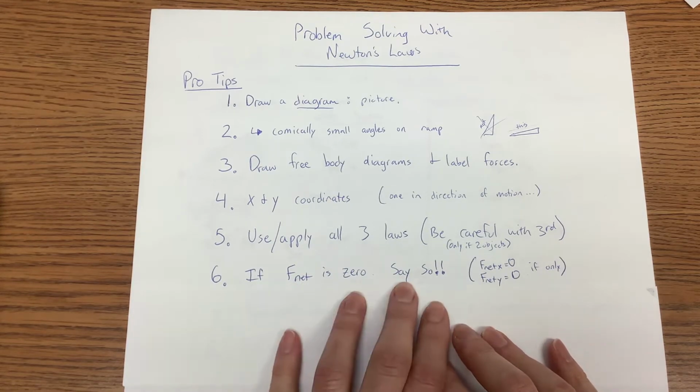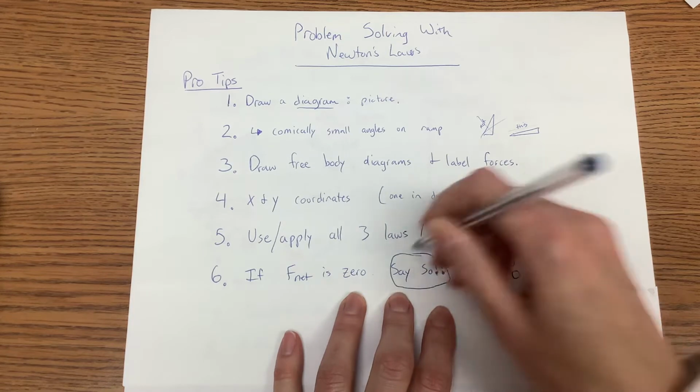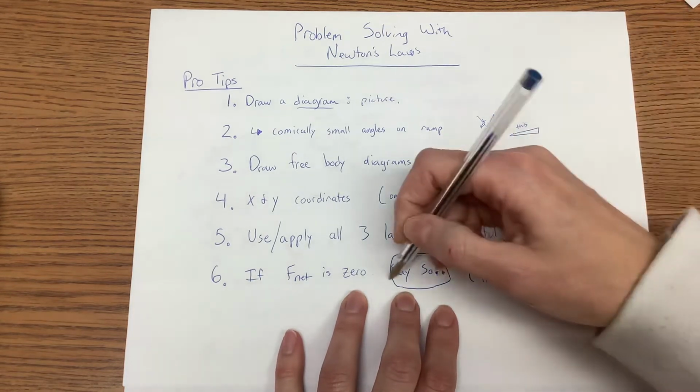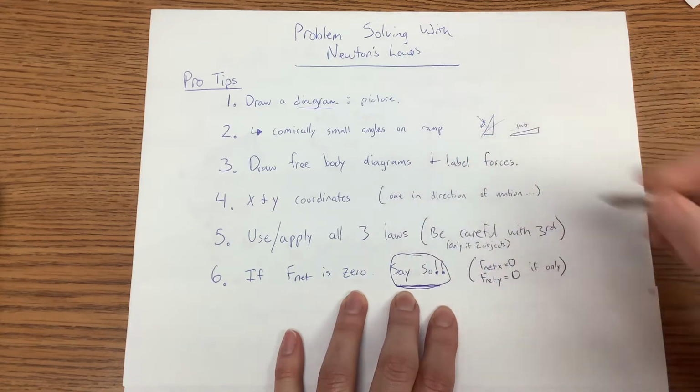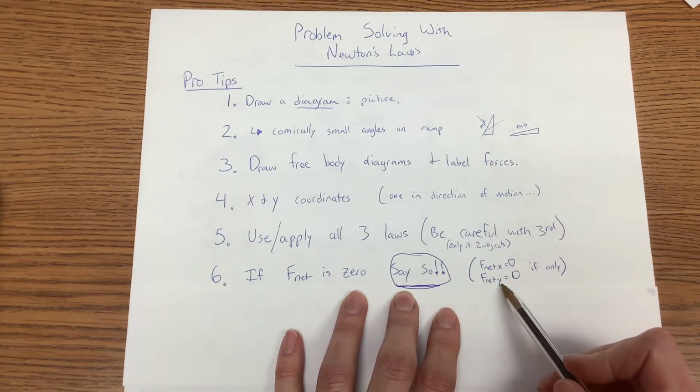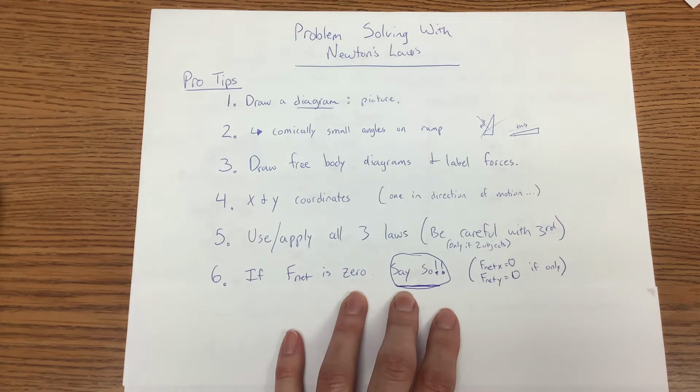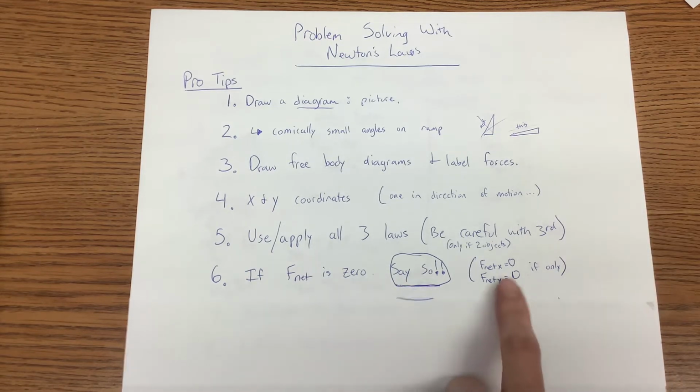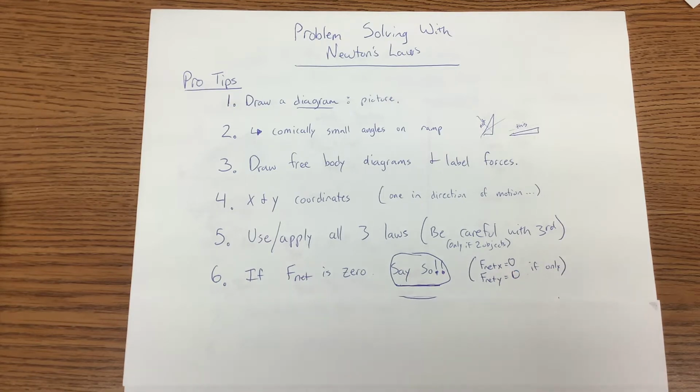If the net force is 0, I need to make sure that I say so. I'm going to kind of circle this here. If the net force is 0 and you don't say that the net force is 0, like you don't literally write F net equals 0 or F net X equals 0 or F net Y equals 0, you probably lost a point. On any question, if the net force is 0, saying that the net force is 0 is probably going to get you a point on a question in the AP test. Even if it's just the X or the Y side, you saying that the net force in the X direction or the net force in the Y direction is 0 is going to get you a point as well.